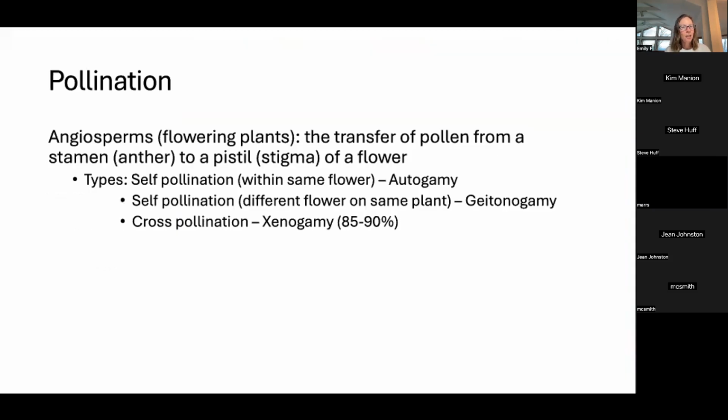So pollination, we have the transfer from stamen to stigma. There are different types of pollination. There's self-pollination within the same flower, and there's self-pollination within a different flower, but on the same plant. And then there's cross-pollination. And it's really important for plants to do cross-pollination. Why do you guys think that?